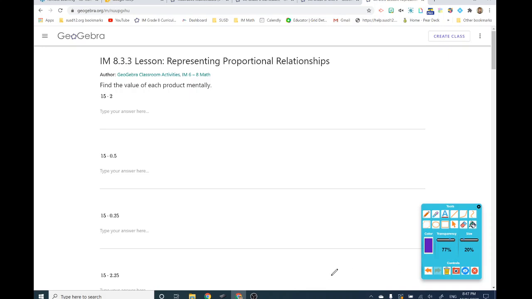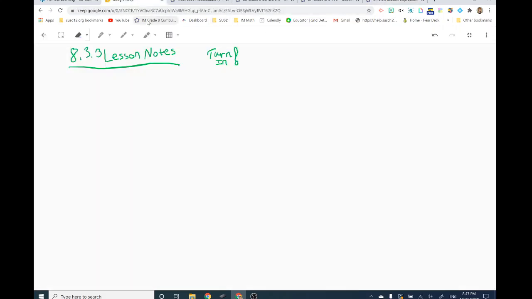Hey guys, let's get started. This is 8th grade math. Unit 3, Lesson 3, Representing Proportional Relationships. And for this assignment, you are required to take notes. Get your pencil and paper.